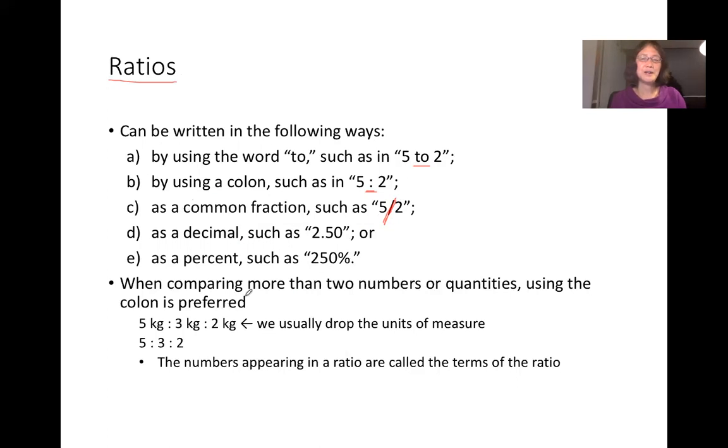And when we compare more than two numbers or quantities, we usually use the colon expression. For example, 5 kg to 3 kg to 2 kg. And usually we drop the units of measure. It just becomes 5 to 3 to 2.